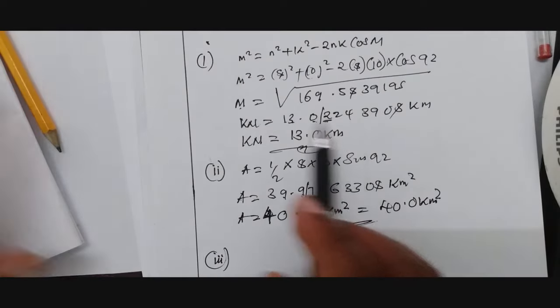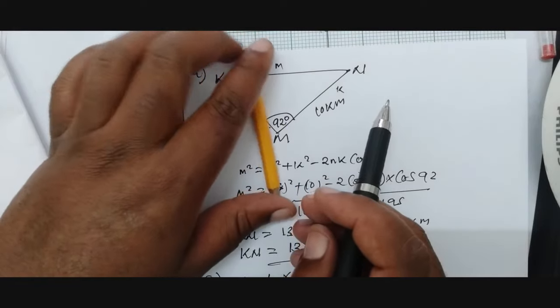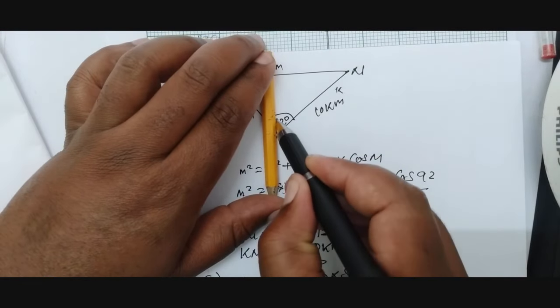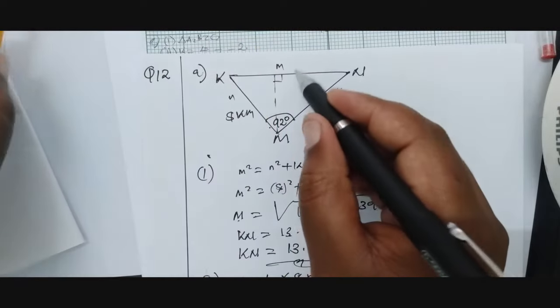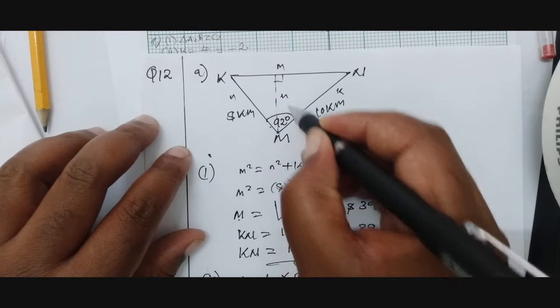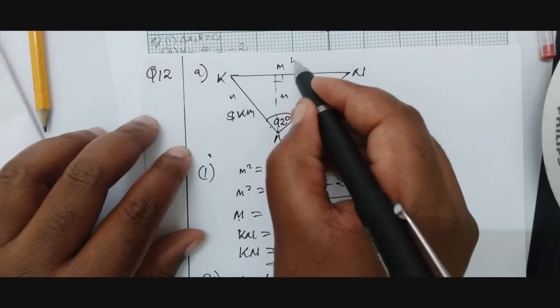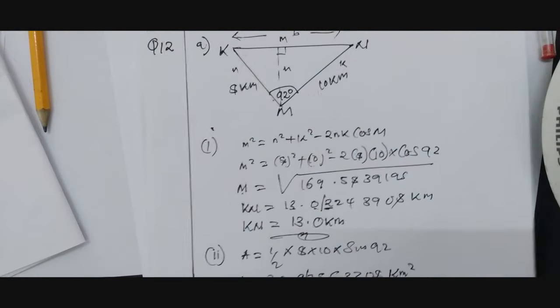The shortest distance from M to KN, like that, so that we produce a 90 degrees. So we want this. In this case, this one that we are looking for becomes our height, and this becomes our base, because we have converted that into a right angled triangle.